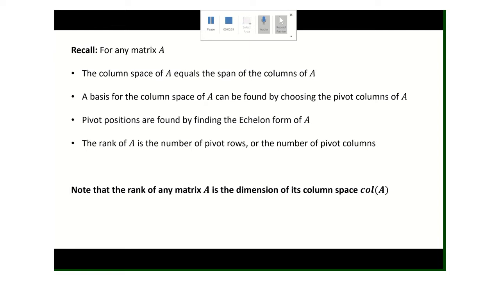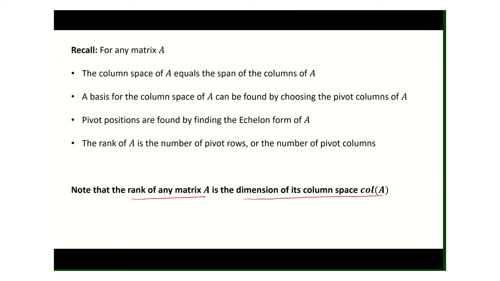The rank is the number of elements in that basis, which is also called the dimension. It's the number of pivot rows, or it's also equal to the number of pivot columns. That was the rank of A. Note that the rank of any matrix is the dimension of its column space. Those were ideas we saw last time.